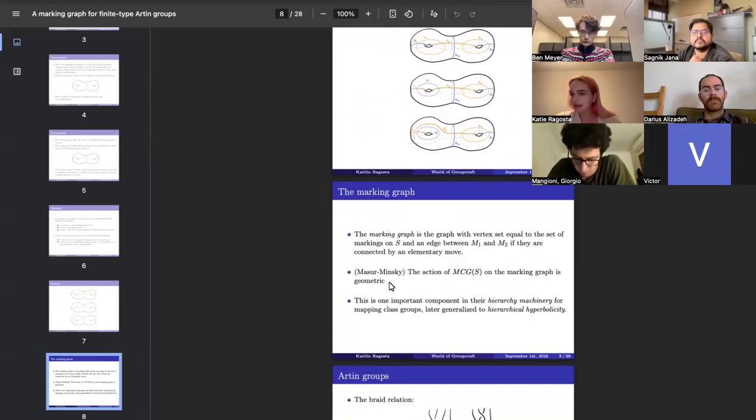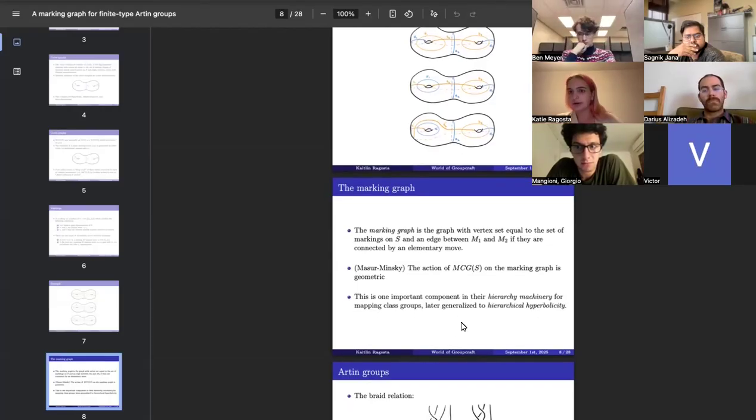Okay, and I'm not going to say too much about this third point, but the existence of a graph like this, the existence of the marking graph for mapping class groups and similar kinds of graphs for other groups, is one important component in Masur and Minsky's hierarchy machinery for mapping class groups, which was later generalized to hierarchical hyperbolicity for other groups. So that's some motivation for looking at marking graph-like objects.